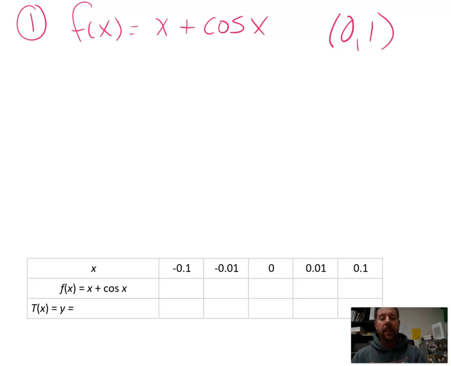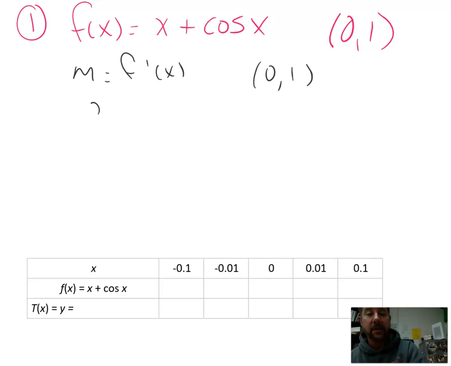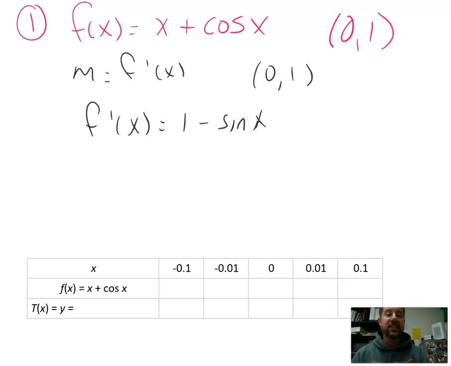All right? Here we go. If I'm going to write the equation of the tangent line, we need a slope and a point. Well, we already got the point, so I just need the slope. And for the slope, I need to find my derivative. So f prime of x equals 1 minus sine x. And then I need the derivative at 0, so f prime of 0.